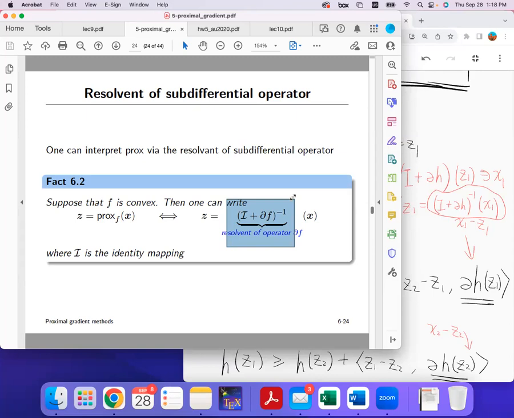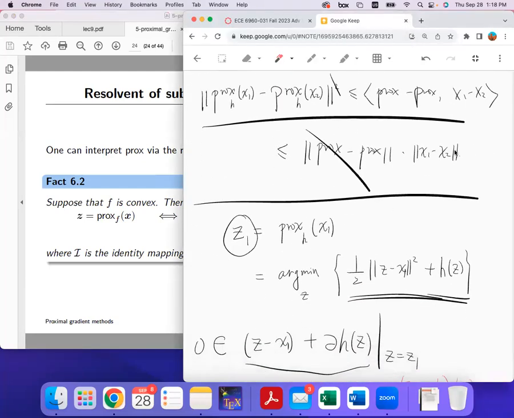Okay. So this operator is a one-to-one mapping because it is associated with this optimization problem. And this is a strongly convex problem. So for strongly convex functions, we know it has a single unique minimizer. Right? So the minimizer is unique, meaning that Z1 is always unique.